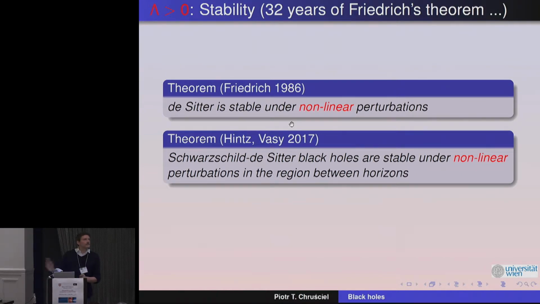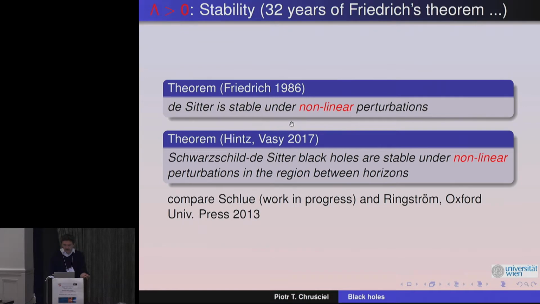I think most of you are familiar with Schwarzschild-de Sitter: there is something called the black hole event horizon. So there are obviously a region under the black hole horizon, a region between the horizons, and a region above the cosmological horizon. So the stability result here is between the horizons. And there's no full stability result yet, which one expects will come. There's some work by Schlue and Ringström on these issues, but at this stage there's no definitive answer yet.